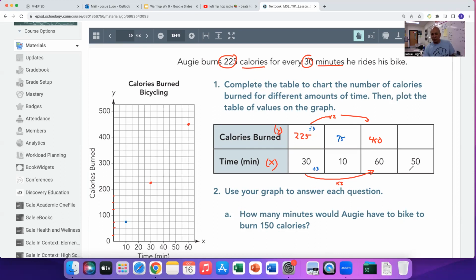And whenever we have 50 minutes, well, let's use the 10. 10 times 5 is 50. 75 times 5, I believe, is going to be 375. Let me do 75 times 5. 5 times 5 is 25. 5 times 7 is 35, plus 2 is 37. Yes, that's 375. So at 50, we're going to be at 375.